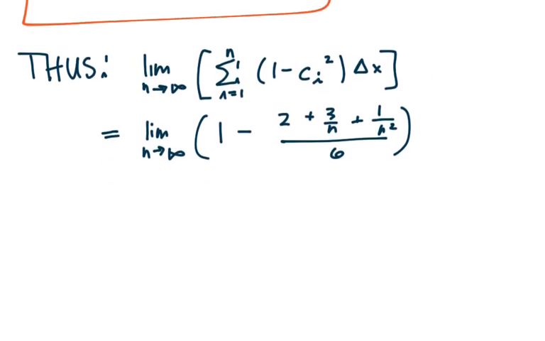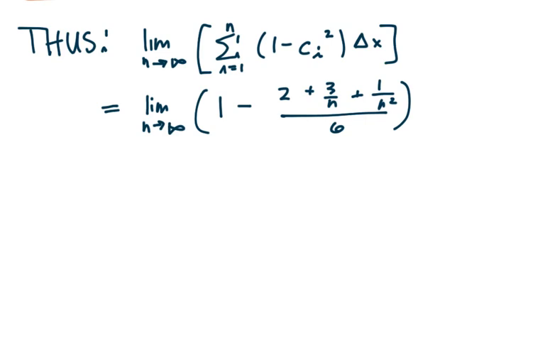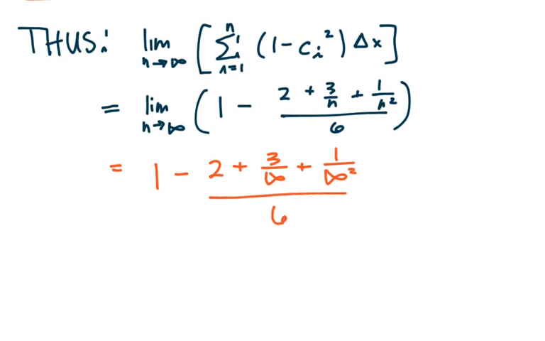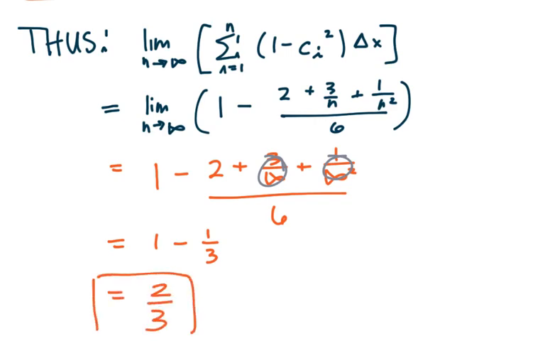So if I look at calculating this infinite limit, that means I'm plugging infinity in for n. I've got 1 minus 2 plus 3 over infinity plus 1 over infinity squared, divided by 6. And both of those terms go to 0. So I have 1 minus 2 over 6, which is 1/3, and that gives me 2/3. So 2/3 is the exact sum of all of those little rectangles, infinitely small in width.